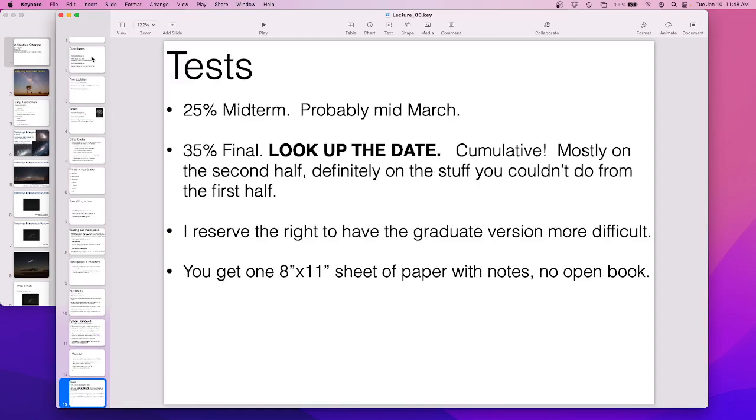Midterm is 25%, mid-March. The final is 35%. It's the Monday at 10 o'clock. It covers everything, though the final is mostly the second half. I might make the graduate version more difficult. I think there's only one grad student this semester. I let everybody have one 8.5 by 11 inch sheet of paper, both sides, just that one sheet of paper, with whatever you can cram in it. Because this could turn into a memorization class really fast, and that's not really what I want. So there are a lot of facts to know, so that's what that's for.